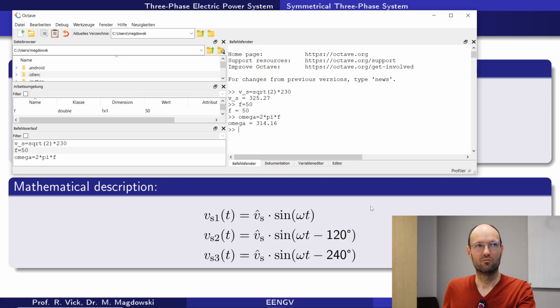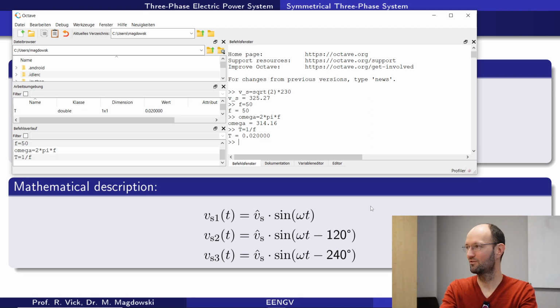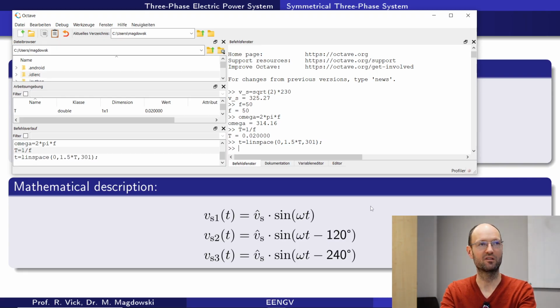1 over F would be the periodic time. So if we calculate 1 over F, the periodic time for our mains frequency is 20 milliseconds. Then we could say, okay, our time range, we will use something that is linearly spaced between 0 and maybe 1.5 times the periodic time, like in the plot before, and let's take, I don't know, 301 points. And I will escape the output.